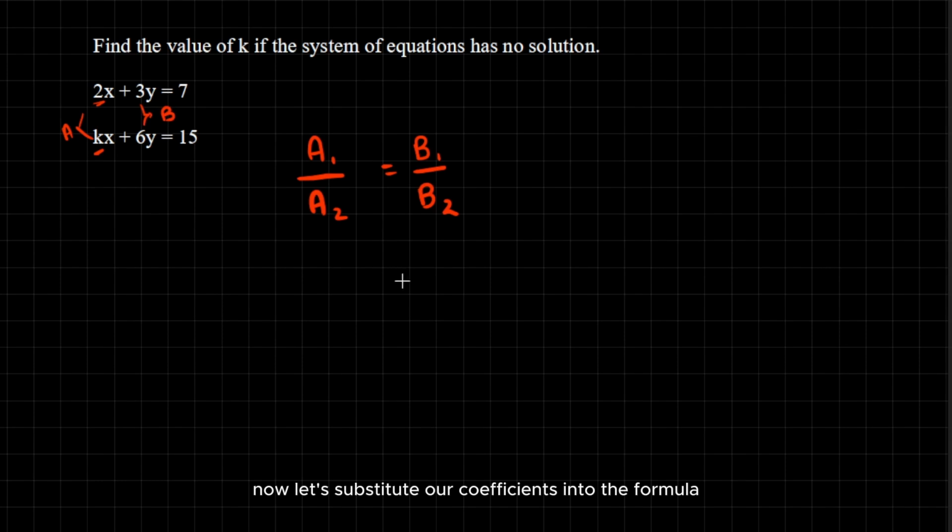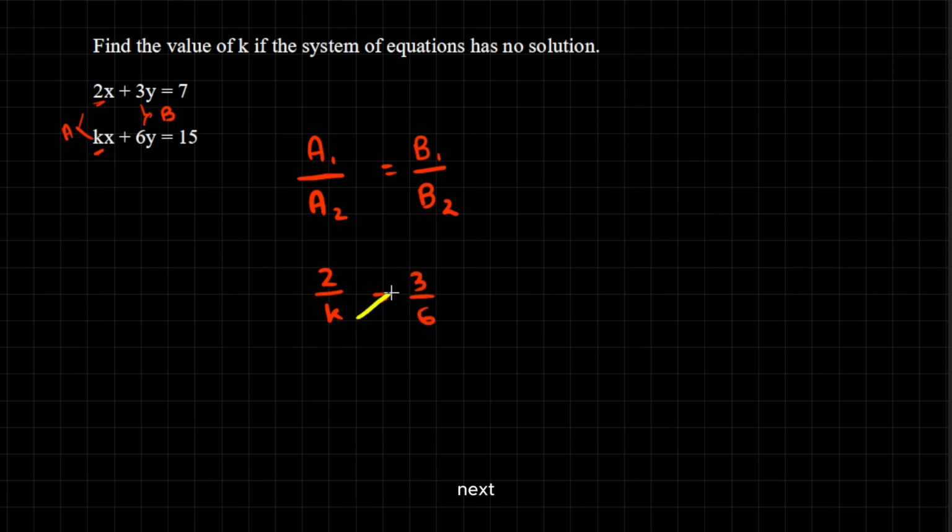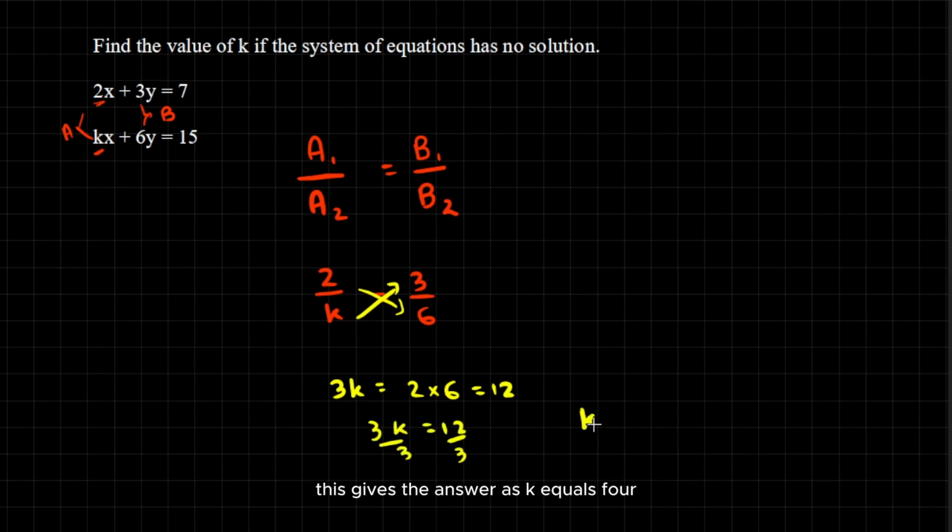Now, let's substitute our coefficients into the formula. This gives us 2 over k equals 3 over 6. Next, let's cross-multiply by following the yellow arrows. This gives us 3k equals 2 times 6, which is equal to 12. To isolate k, let's divide both sides by 3. This gives the answer as k equals 4.